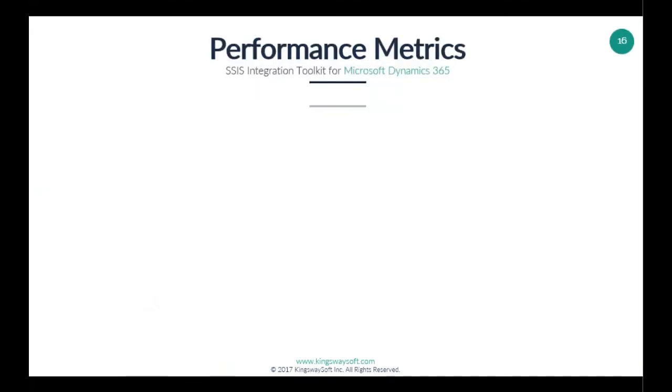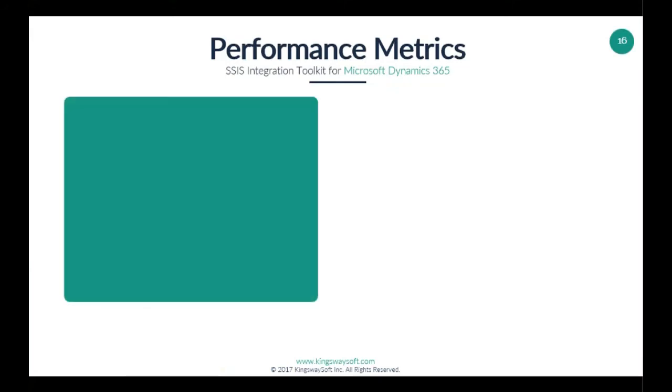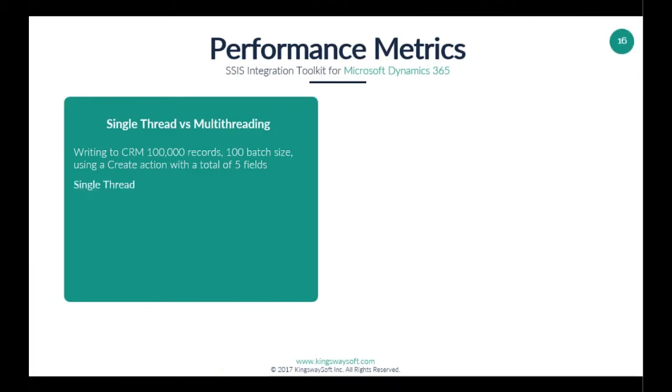So the performance metrics on multi-threading. What we did is we had a single thread versus multi-threading. We did this based on CRM. From CRM, we were writing 100,000 records with a batch size of 100 using the create action, and a total of 5 fields were being written. When we did it with one thread, those 100,000 records took 4,761 seconds. That's 21 records per second.